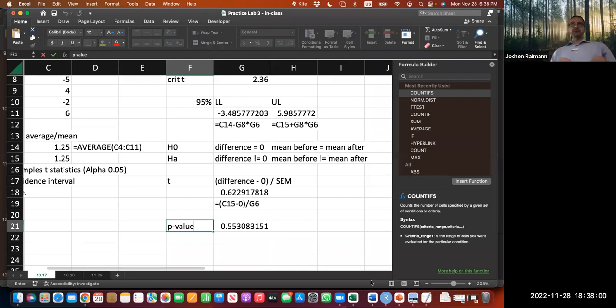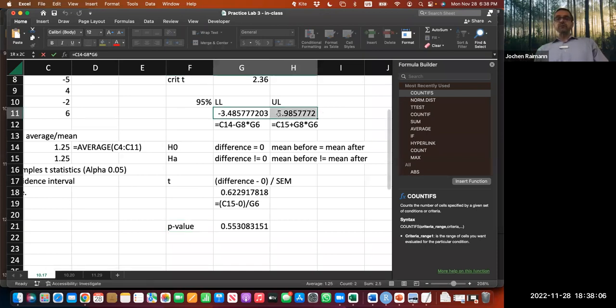Therefore, we're accepting the null hypothesis, which we kind of knew already because our 95% confidence interval also contains the 0, which means there's no difference better than alpha 5%.